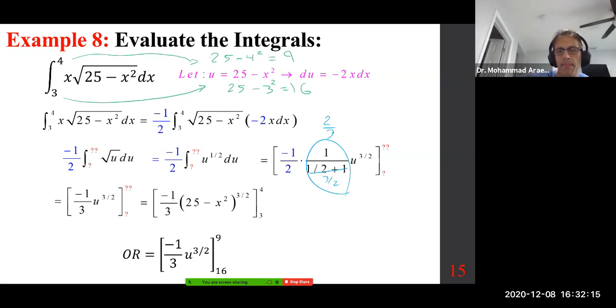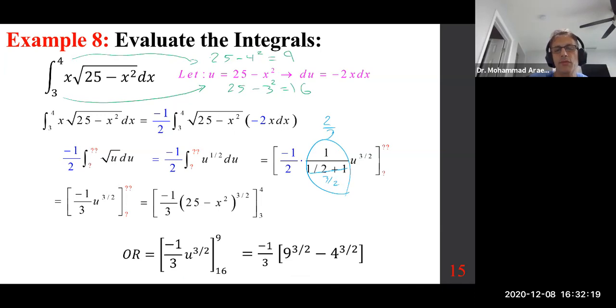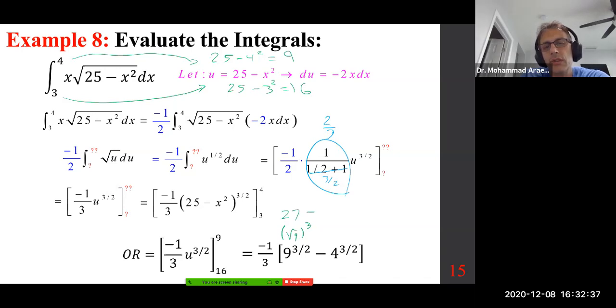So let's plug in. So plug in 9, plug in 4. I hope you realize this is square root of 9 cubed, which means 3 cubed, which means 27. This means square root of 4. This is 16, class. This is 16. Change this to 16. 16 cubed, which means 4 cubed, which means 64. So 27 minus 64 is negative 37.